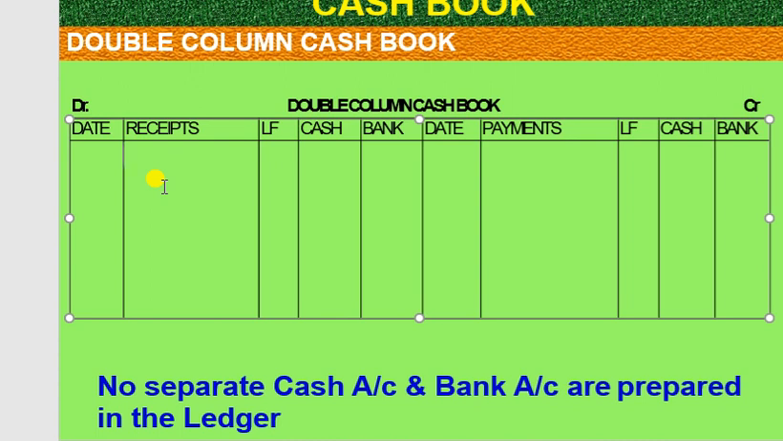If the check is dishonored, we will write on the payment side "By" the name of the person whose check is dishonored. In the above case, Ram's check is dishonored, so we will write on the payment or credit side "By Ram," and the amount will be written in the bank column.